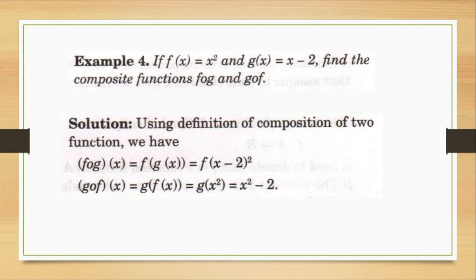Example: if f of x equals x square and g of x equals x minus 2, find the composite functions f composite g and g composite f. Using the definition of composite of two functions, we have f composite g of x is f of g of x, which is f of x minus 2, that is x minus 2 whole square, and g composite f of x is g of f of x, which is g of x square, equal to x square minus 2, right?